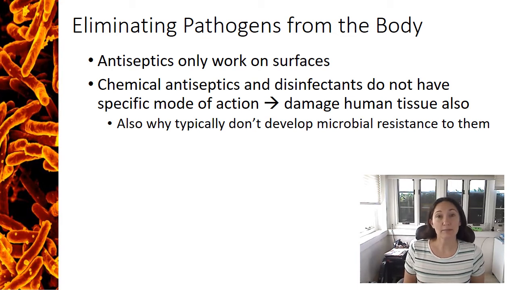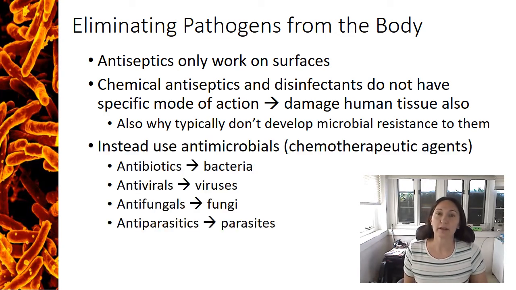Your chemical antiseptics and disinfectants don't do this because they don't have a specific target. They're usually going to harm lots of molecules in the cell. So for example, ethanol will dissolve lipids and denature proteins. Your cells have lipids and proteins too. Things like chlorine will oxidize molecules like your DNA, just like eukaryotic cells have. So that's why we don't want to use those within the human body.